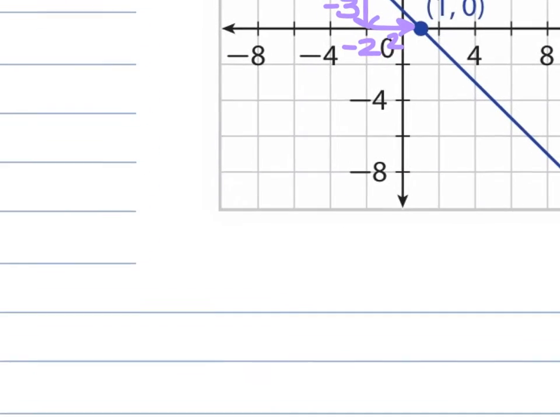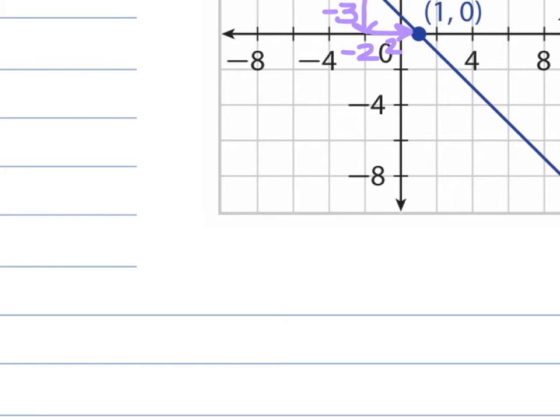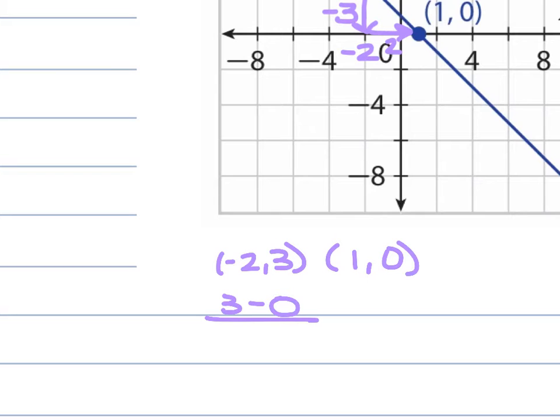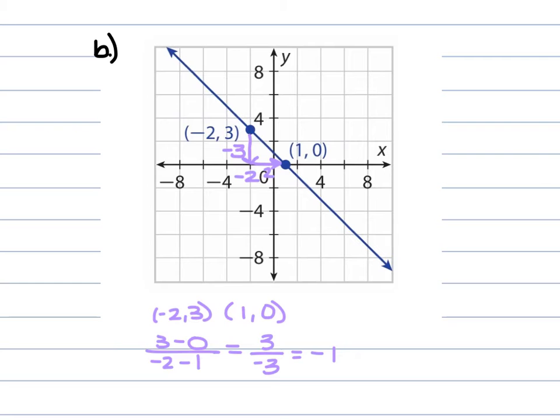Again, we can use those points as well. We have (negative 2, 3) and (1, 0). So this is going to be 3 minus 0 over negative 2 minus 1. The 3 minus 0 is 3, and then the negative 2 minus 1 is negative 3. So this is going to be negative 1. Why was this different?